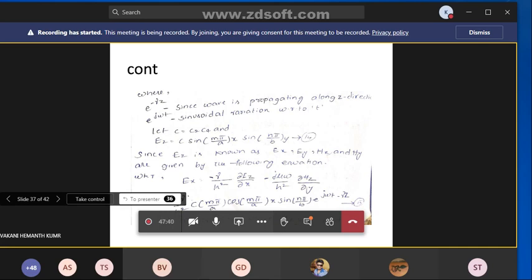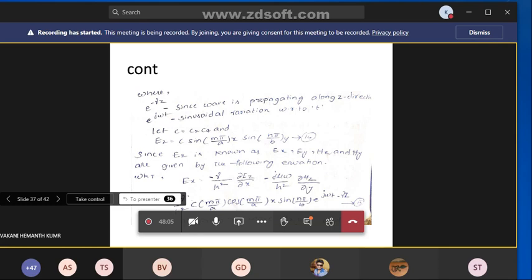In place of C2 C4 we can write C, right? So let C equal to C2 C4, then we will get Ez equal to C sin(m pi by a x) sin(n pi by b y).